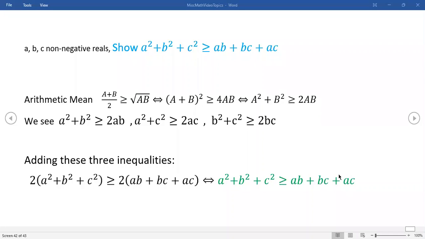Everybody, I have one that's going to be pretty quick. It's a result that deals with non-negative real numbers. We're supposed to show that a squared plus b squared plus c squared is greater than or equal to the sum of all possible products. These are like the symmetric polynomials in two variables. But in any event, as long as a, b, and c are non-negative, this is not too hard to show by just using the arithmetic mean result 3 times.